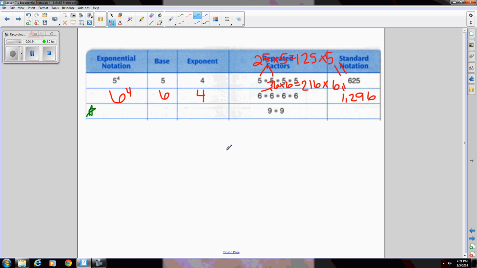What I'm going to have you do now is the last one to check your understanding. Okay, so we just solved the one before it by doing it together. Take a look at the repeated factors that they gave you. 9 times 9. I want you to find the base, the exponent, then you can write it in exponential notation, then solve it for your standard notation. Write that on a blank piece of paper and bring it with you to math tomorrow, okay?